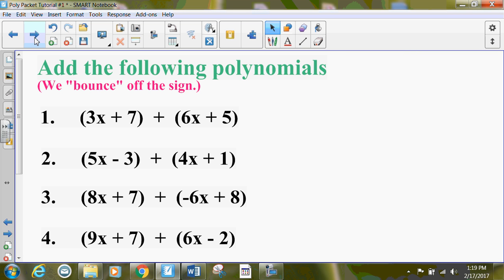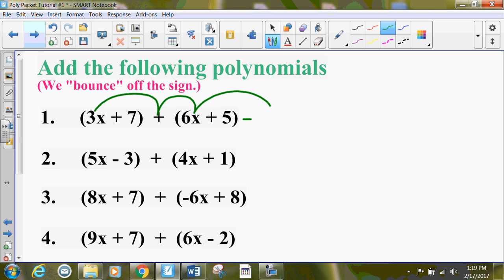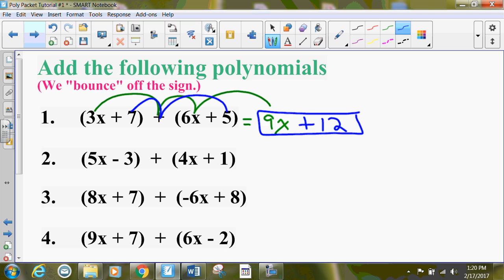All right, so we're going to add polynomials. And one way to add them is to consider bouncing off the sign. You don't have to do this bouncing, but if you want to, this is what it looks like. I'm going to start with 3x and bounce off saying 3x plus, who am I going to add 3x to? I'm going to add 3x to 6x because that's its like term. 3x plus 6x is 9x. And then I'm going to take 7 and say 7 plus 5 is 12. You don't necessarily have to bounce off, but that just reminds you of what we're doing.